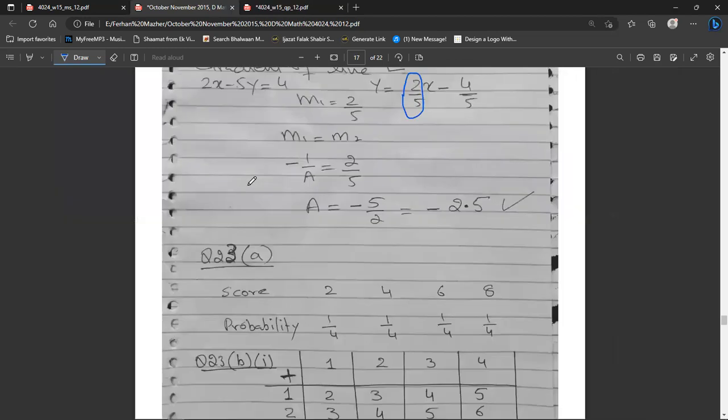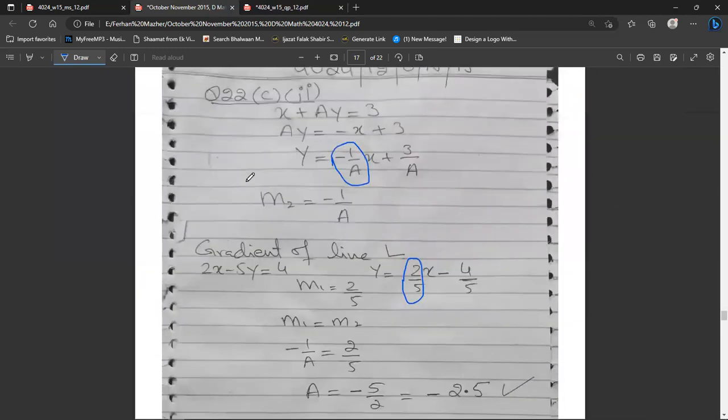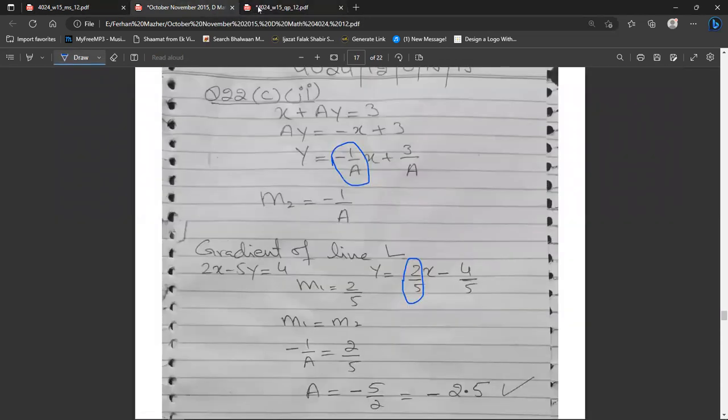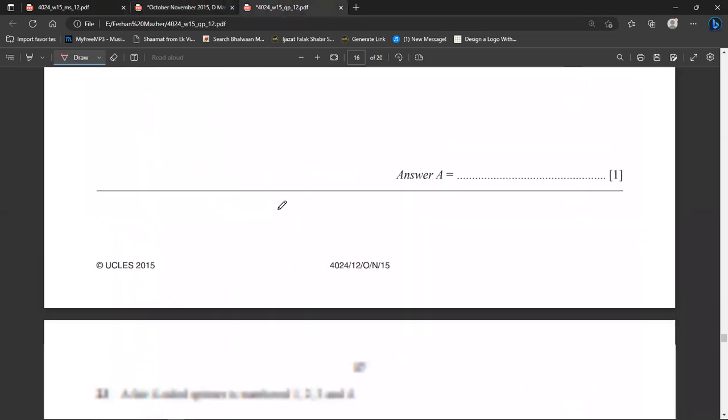It's a good question. So this is hopefully visible on your screen. So the capital A, its answer is minus 2.5. Minus 2.5 is the right answer. This is how this is done, and we are going to the next question.